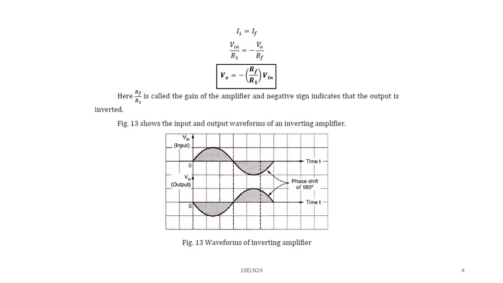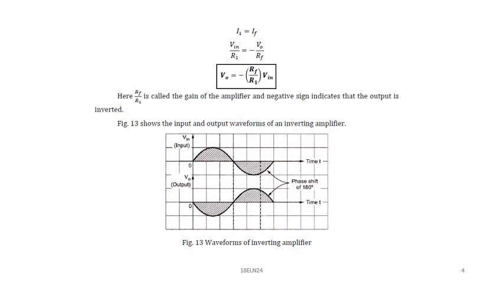And I have taken the input and output waveforms of an inverting amplifier. I have taken a one-cycle sine wave, and you can observe the output. There is a 180-degree phase shift between input and output. So when the input is maximum, the output is minimum. When the input is minimum, the output is maximum. That is, there is a 180-degree phase shift between the input and output.